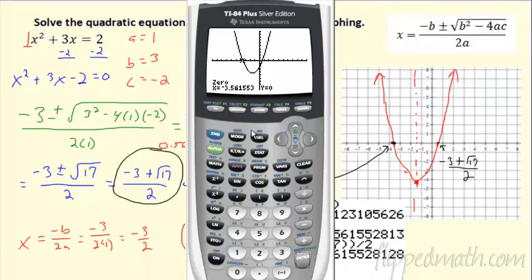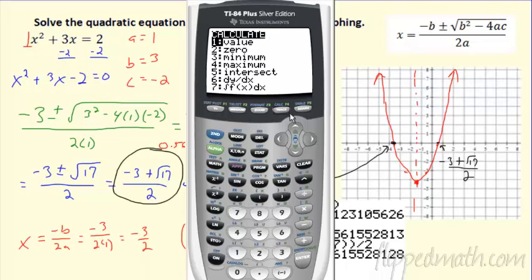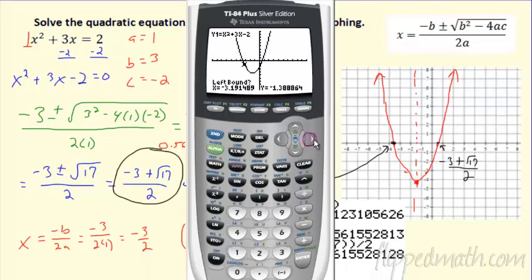Can I go back and find the other one? Sure, do the same thing. Go back to second trace. We're finding the zeros, and now come over to this root. So again, I come up on this root over here. That's where I think it is, and it wants the left boundary, so hit left like 3 times. And again, it's not up or down, it's only left or right.